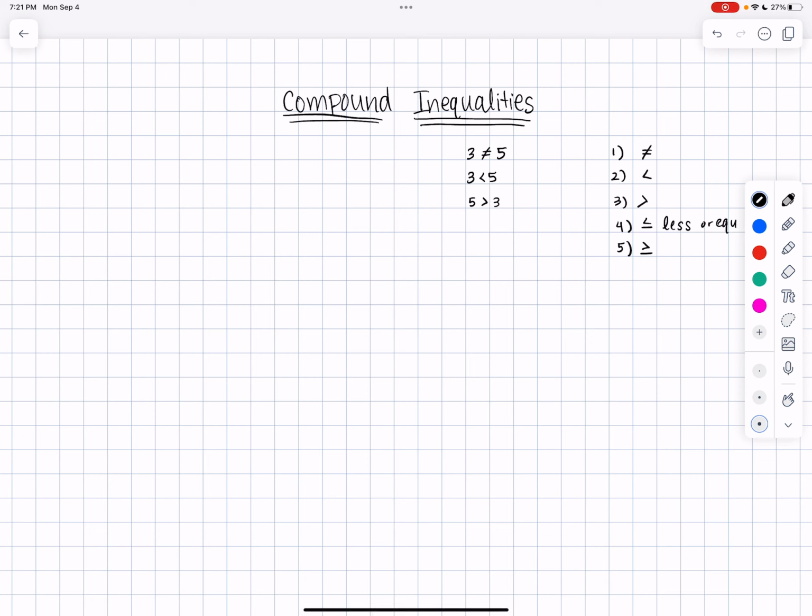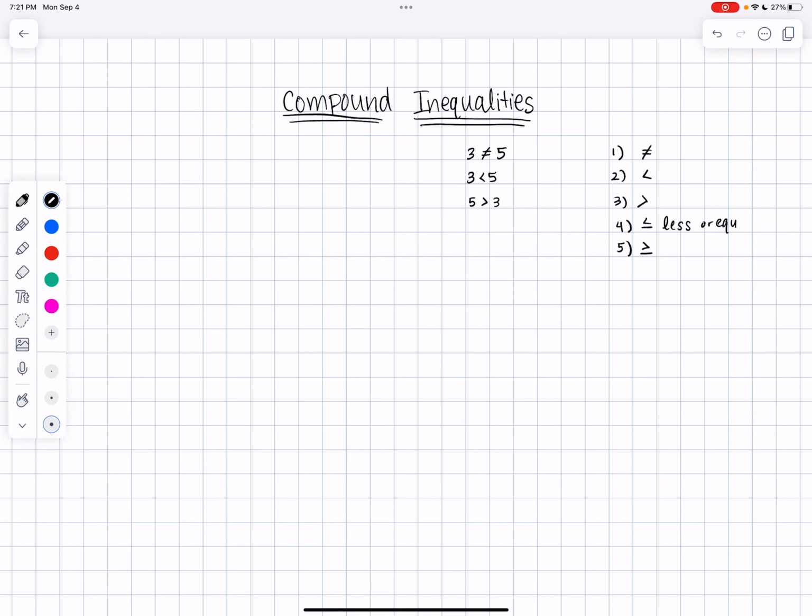equal to the number, or greater than or equal to. We'll look at the examples pertaining to this in a few moments.